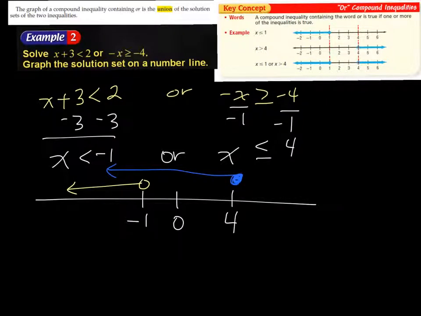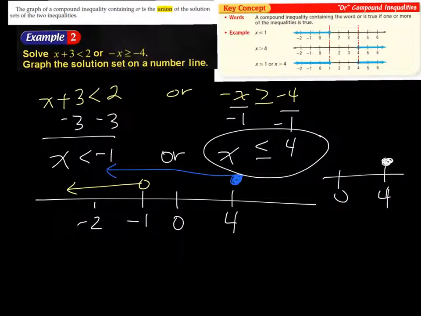Since this is an or, only one of them has to be a true statement. So if we pick a number such as -2, that's going to be true for both of them. 0, however, would only be true for the second one, and that's okay. So in this case, our final answer is just going to be x is less than 4, because all values less than -1 are also less than 4. A graph would be a closed circle on the 4, with the arrow going to the left. That's all we need for the number line graph.